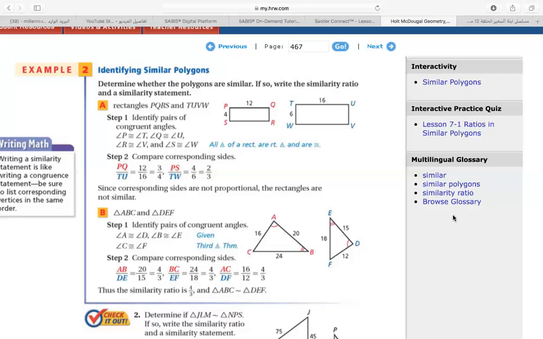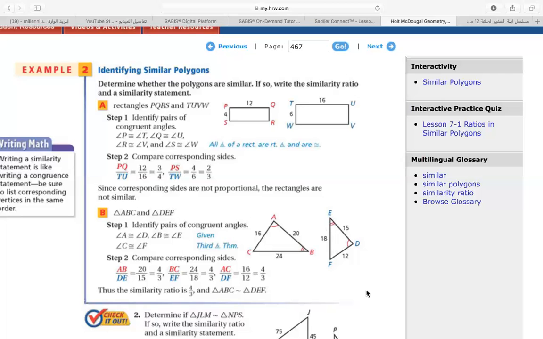I want to know whether triangle ABC and triangle DEF are similar or not. So step 1, identify pairs of congruent angles. So who will tell me what the angles that are congruent here are? From yesterday, I said that if I have one dash in two triangles, it means that the two angles are congruent. Two dashes here and two dashes here means this one and this one are equal. This dash here and this dash here means that this one and this one are equal.